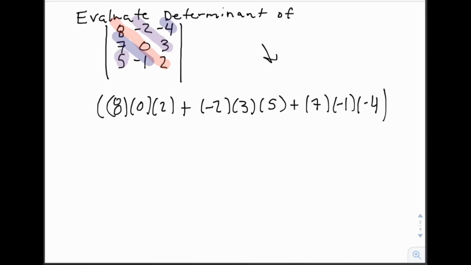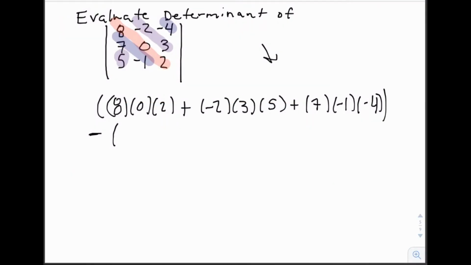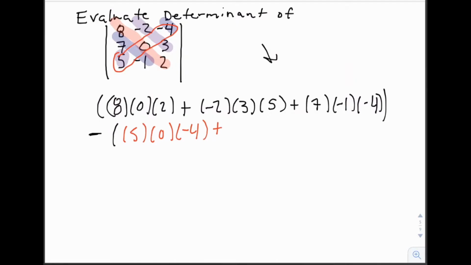We can go ahead and close those parentheses off here and then go ahead and subtract our upward direction diagonals. So let's go ahead and highlight those as well. So our upward direction diagonals in this case, we will have a 5, a 0, and then a -4 for our first one. So 5, 0, and then -4. And then we can go ahead and add our other diagonal in the upward direction, which will be a -1, 3, and then opposite corner, which is going to be this 8 here.